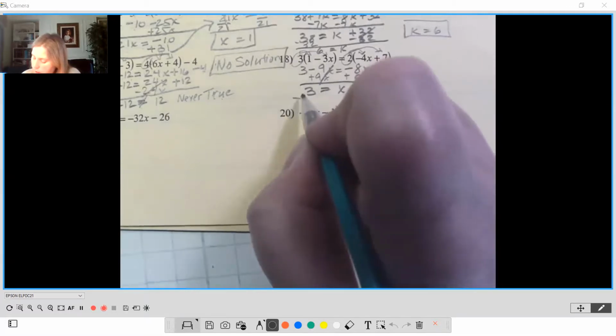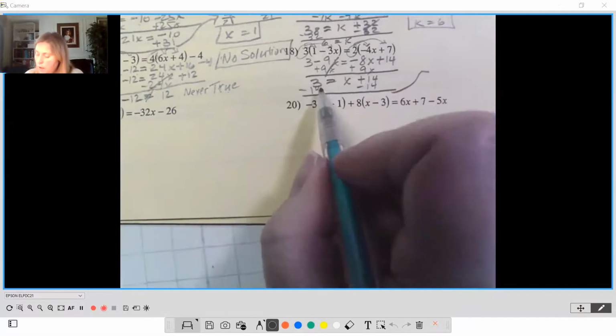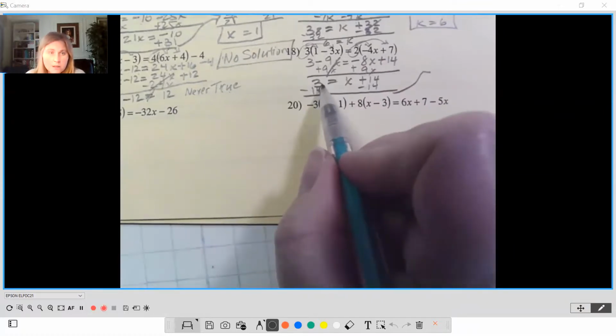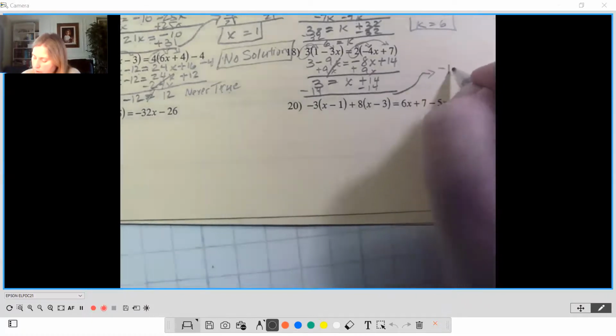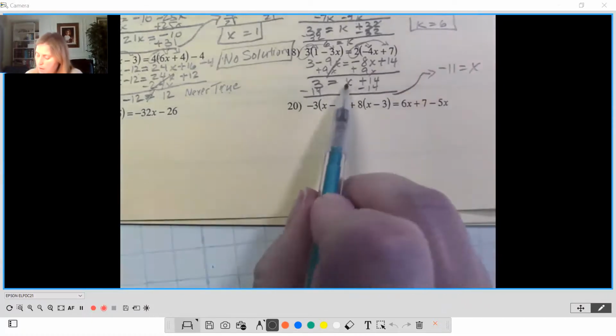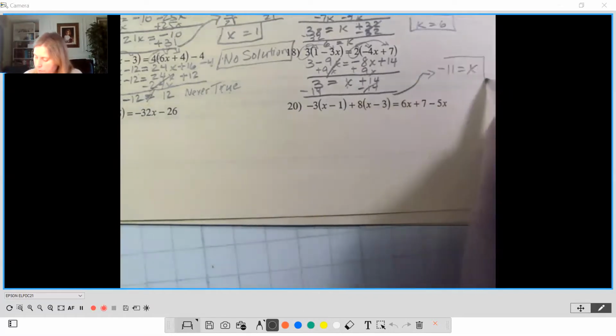Subtract 14 from each side. That gives us, so 14 minus 3 is 11. So 3 minus 14 would be negative 11. And then equals x, because negative 14 plus 14 is 0.